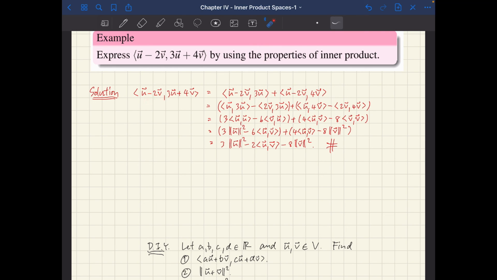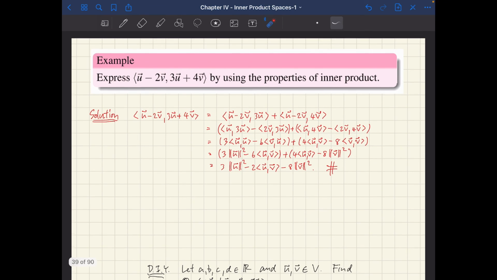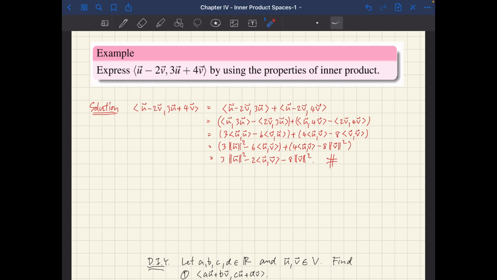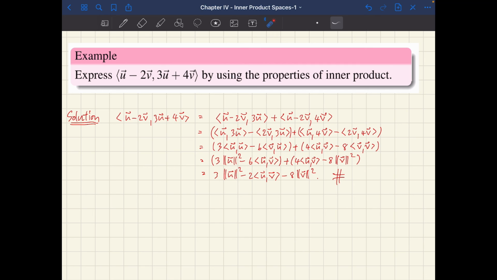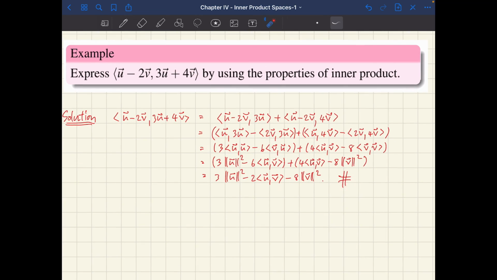So we distribute. We use additivity for the second term, and we use additivity for the first term here. This one is very easy. And we obtain the result like this: 3 multiplied by the norm of u squared minus 2 multiplied by the inner product of u and v minus 8 multiplied by the norm of v squared. If you need to copy this, please pause it.